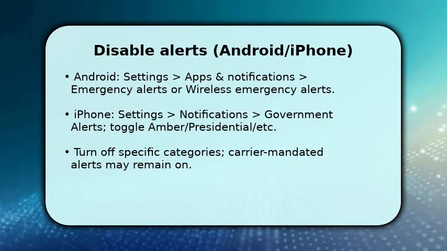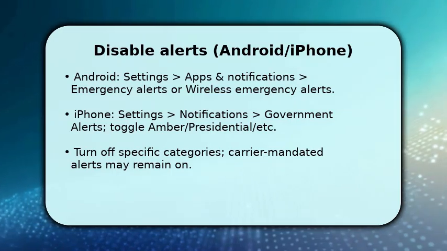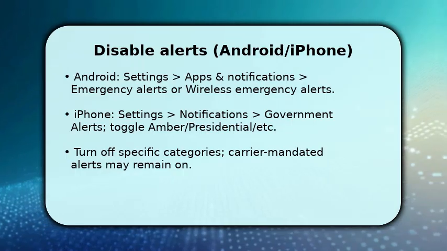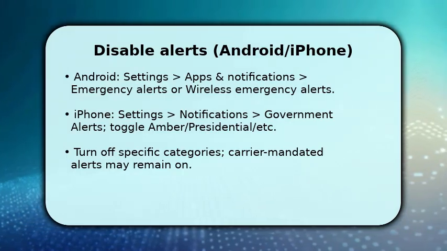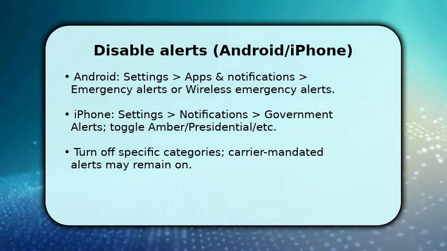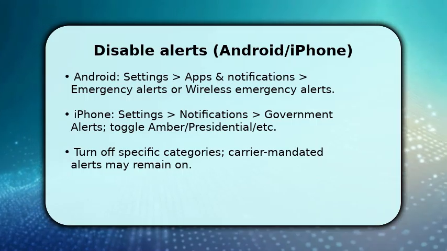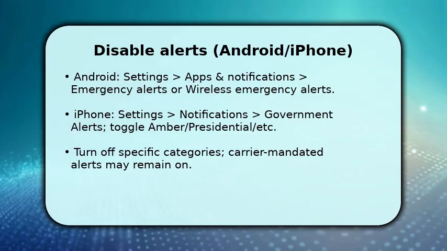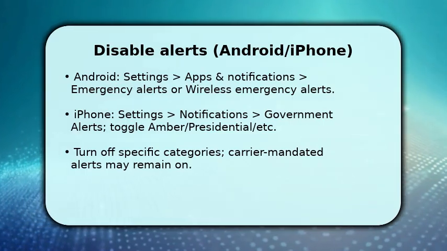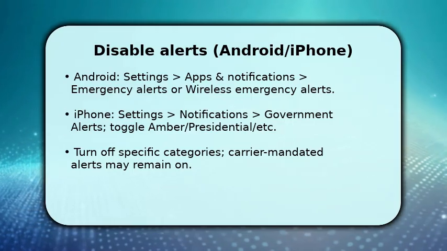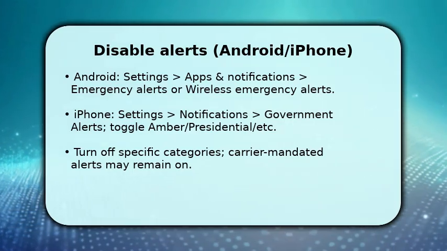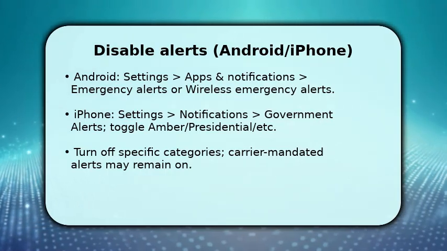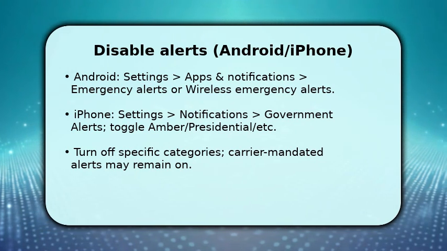On Android, navigate to Settings, Apps and Notifications, Advanced Emergency Alerts, wording varies, and toggle off the alert types you don't want. Some models hide it under Safety or Additional Settings. On iPhone, go to Settings, Notifications, scroll to the bottom, and toggle off Amber Alerts, Emergency Alerts, or Public Safety Alerts. Make sure to turn off individual categories rather than broad services if you want selective silencing. Remember, carrier-mandated presidential alerts may be non-disableable, and that's why you might still see some.